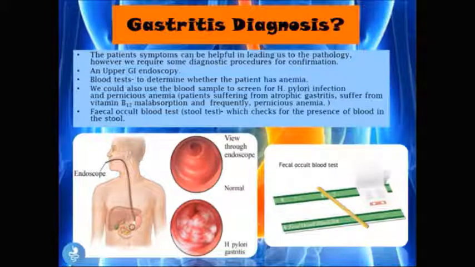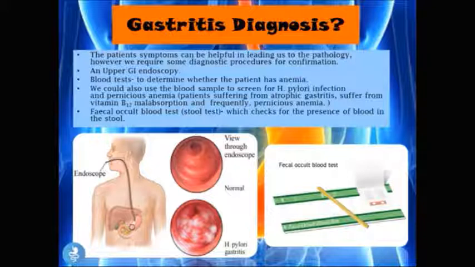And as we said earlier, one of the causes for gastritis was an autoimmune disease, and the body produces antibodies against those parietal cells of the stomach. And this is helpful because from the blood test we could notice a vitamin B12 deficiency, and they frequently develop pernicious anemia. So the blood test can be helpful in diagnosing the patient with this autoimmune pathology as well.